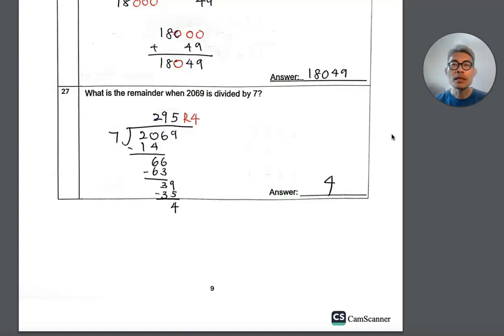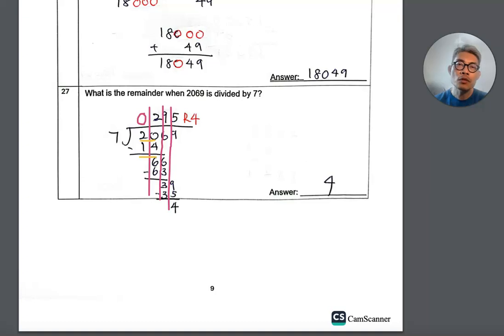What is the remainder when you divide 2069 by 7? For those who are not too familiar, you may want to draw lines to help yourself see, so you don't forget stuff when you do your division. For example, there's nothing here, now I see the number 20. So I know my 7 times table. 2 times 7 is 14. Can I use 3? I can, but then it will be 21. 20 cannot minus 21, so I cannot write 3 here.